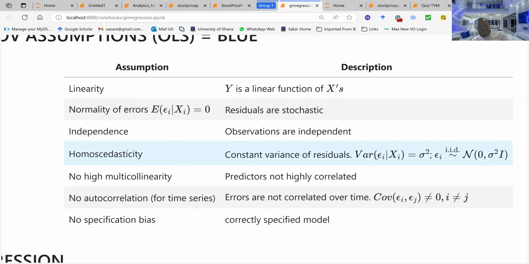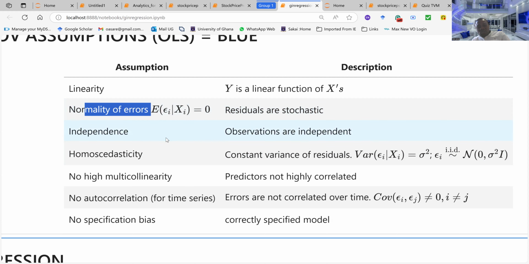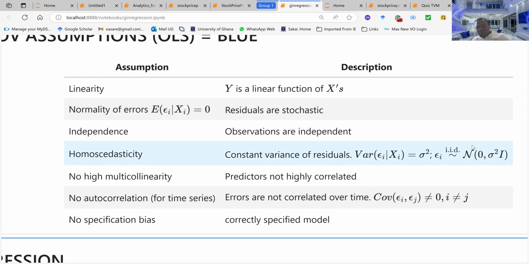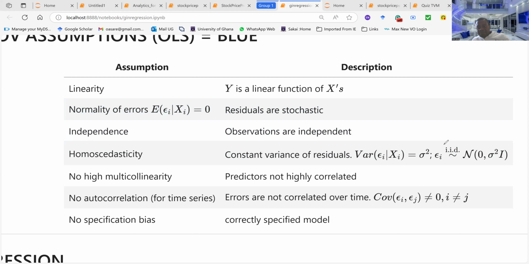Mathematically, we've already said that the expected value of the error must be 0. Now look on the right side here. The errors must be independently and identically distributed. Distributed is this tilde sign, and normally distributed is why you have this N here. The error i must be independently and identically normally distributed with a zero mean, which corresponds to the stochastic nature of the residuals, and a constant variance. This is a variance, and the I is an identity matrix, which shows that it has to be constant.